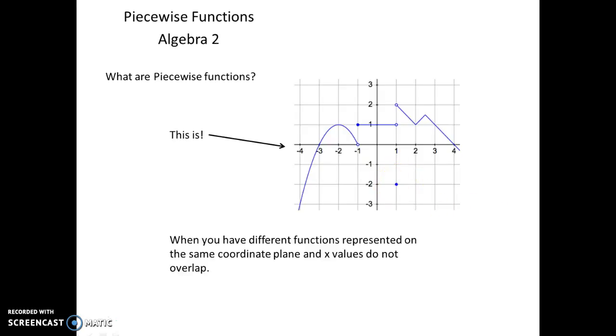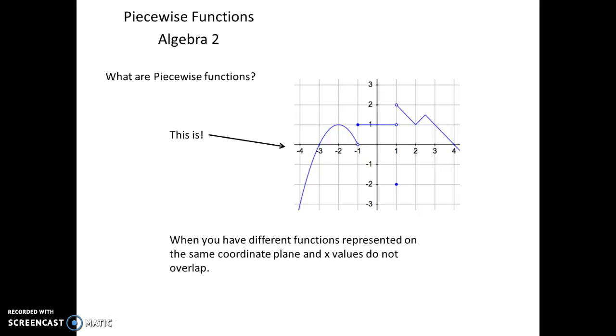So piecewise functions are when you have different functions represented on the same coordinate plane, just like up here, and none of the x values overlap. It may look like some of these are overlapping, but notice the open circle here and the closed circle up here. That means -1 on the x-axis exists only in this function, but not in this one. Okay? So that is what piecewise functions are.